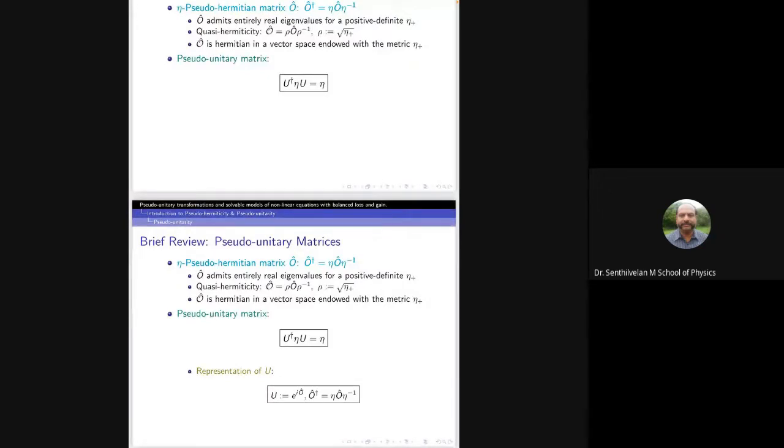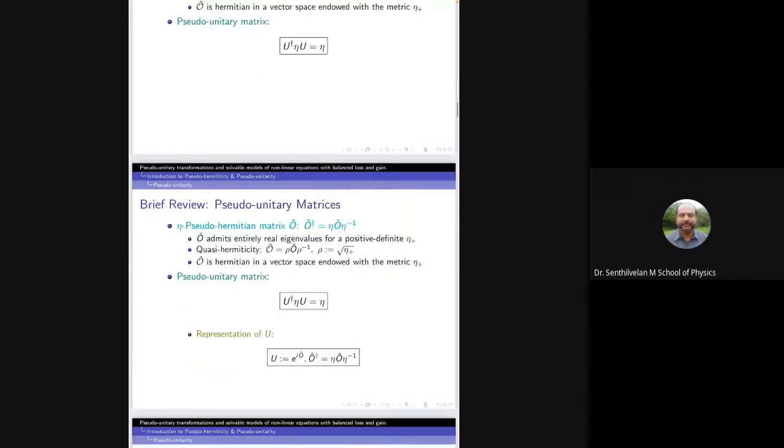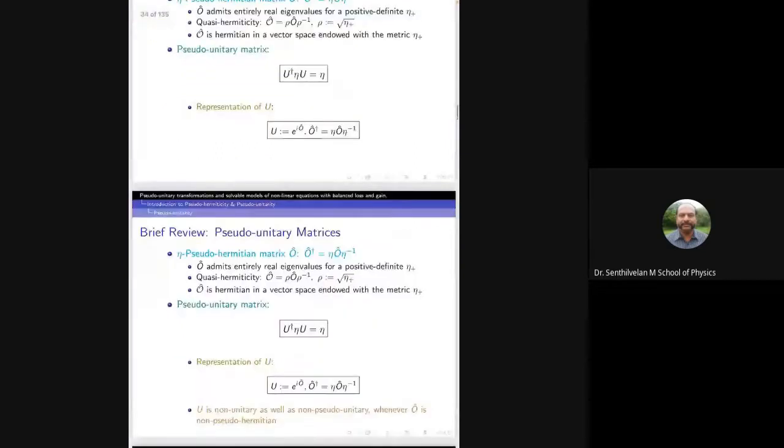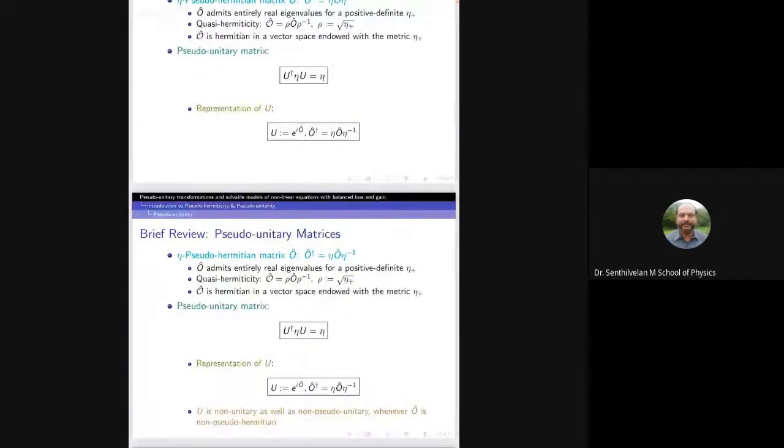Okay. So if we have some Hermitian operator, then we know how to find a unitary operator using that Hermitian operator. U is equal to e to the power iH, where H is some Hermitian operator. If we exponentiate it with some coefficient i, imaginary number i, then U is unitary.